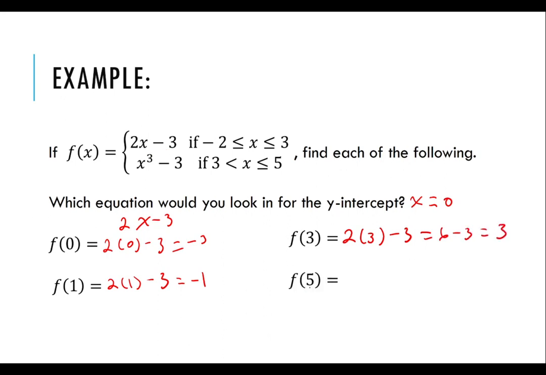Now for f of 5, follow the instructions. Go up here, look for the instructions. Is 5 between -2 and 3? It is not. So notice that 5 is between 3 and 5. Well, because there's an equality, it goes right here. So we're going to plug it in. That is 5 cubed minus 3. 5 cubed is 125 minus 3. 125 minus 3 is 122.